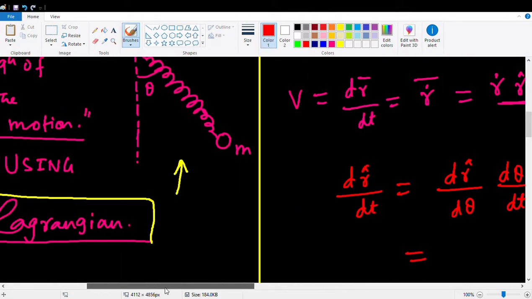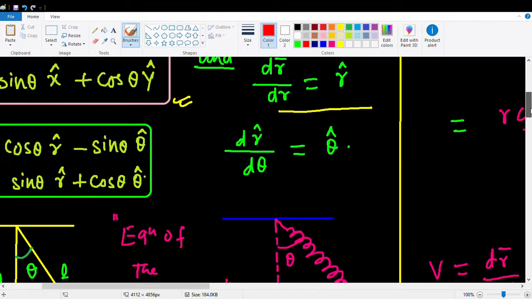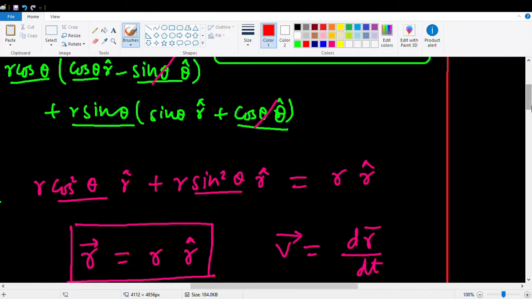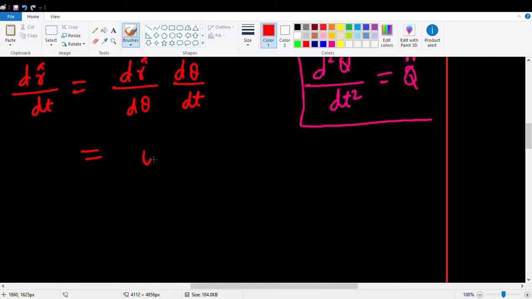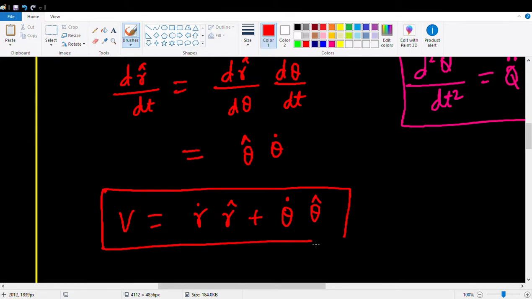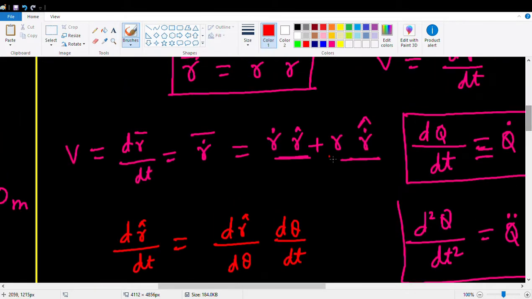Now in my previous video I have already described what this will give you. dr hat over d theta is going to give me my theta hat. So I'm going to write this as my theta hat. Now d theta by dt is going to give me theta dot, or omega. So my velocity is nothing but r dot r hat plus r theta dot theta hat. Hang on, this is my r, because here it is r.